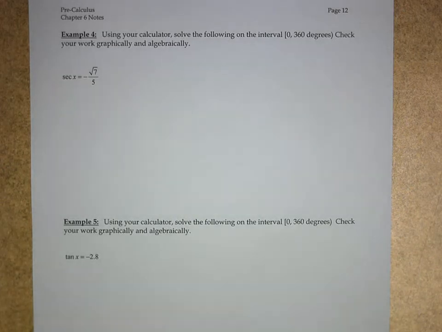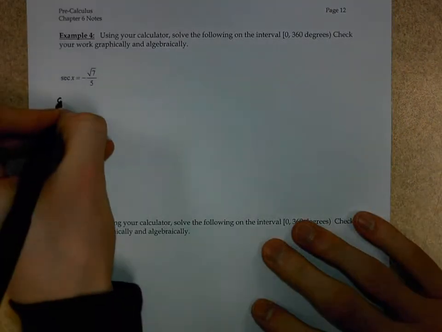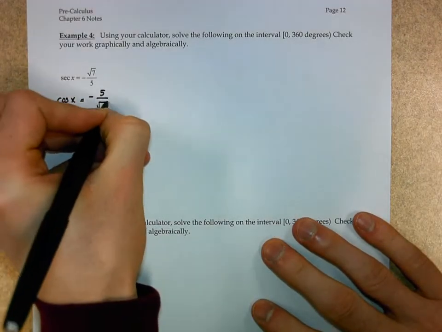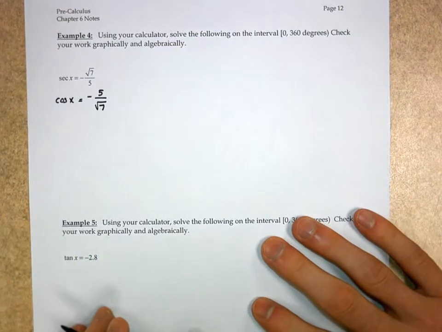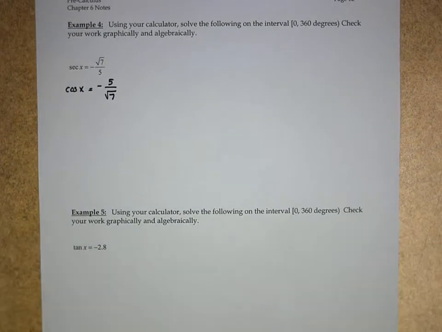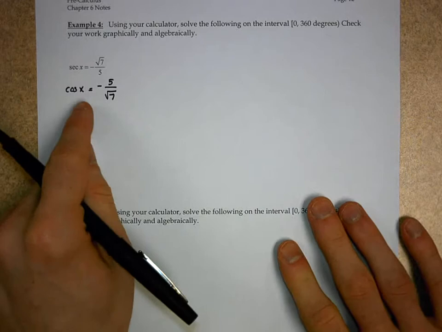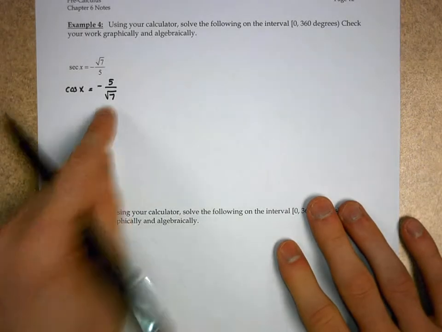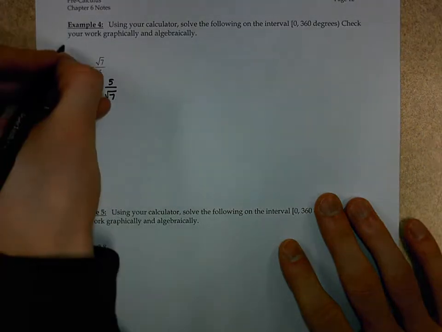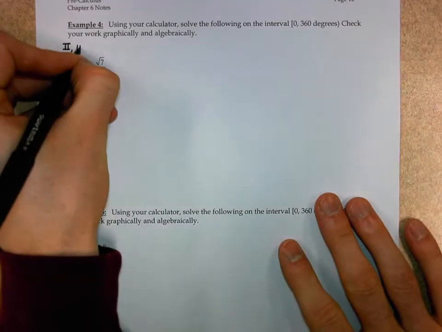Secant is 1 over cosine. So we can convert this to cosine of x by taking the reciprocal. And the reciprocal is just flipping our numerator and denominator. Now I'm not going to rationalize the denominator because all I'm doing is plugging this into the calculator. So when I look at this, I see, okay, cosine is going to be negative. What two quadrants is cosine negative? Well, cosine is going to be negative in 2 and 3.